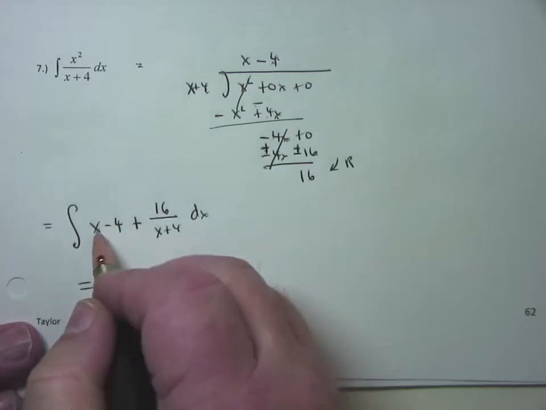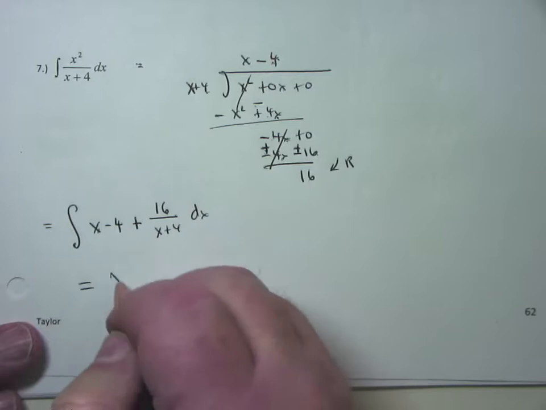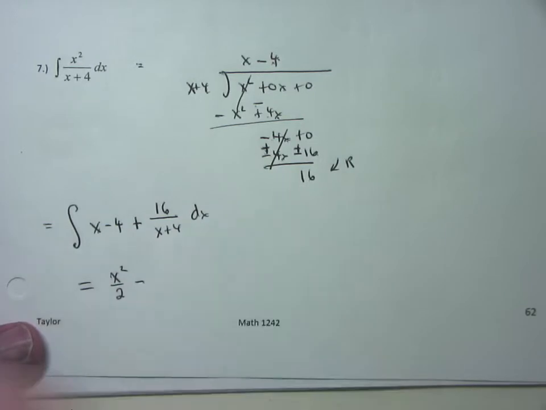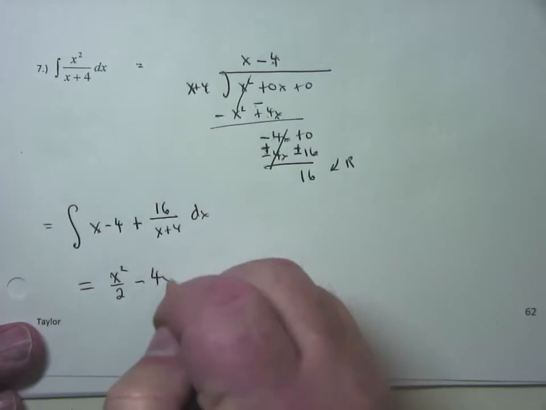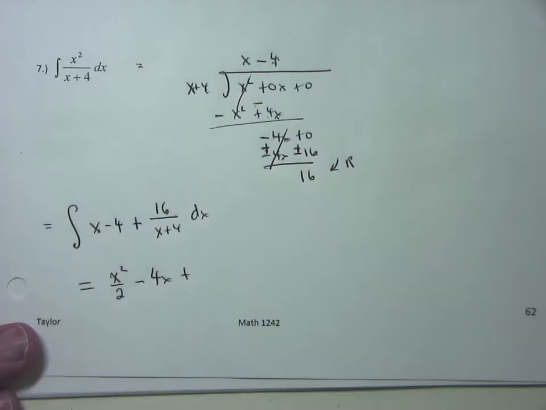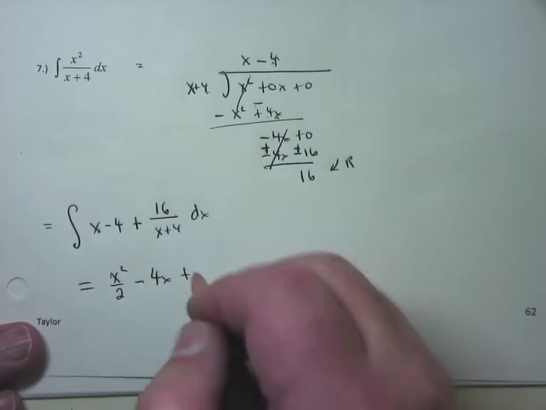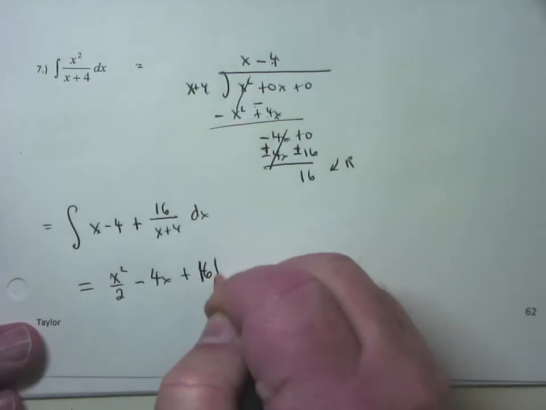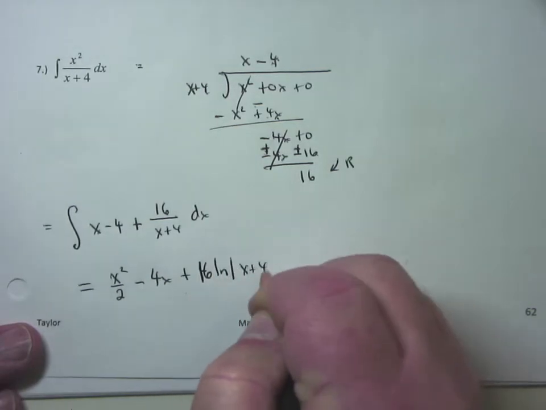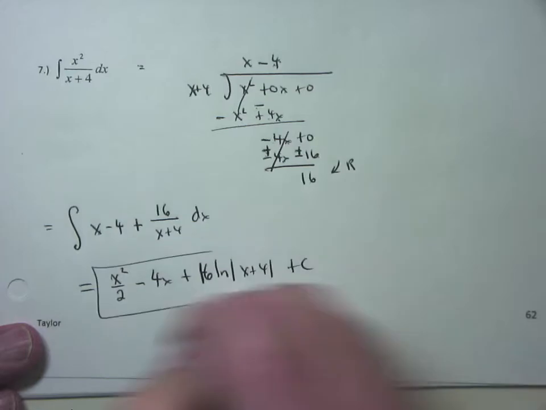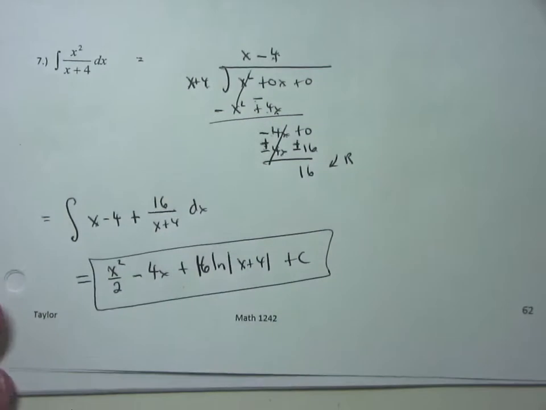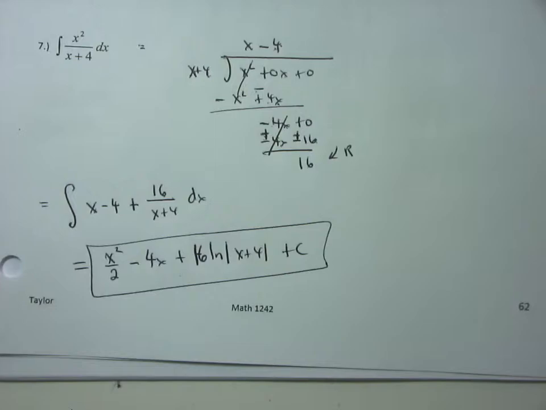The integral of x with respect to x is x squared over 2, minus the integral of 4 with respect to x, which is 4x, plus the integral of 16 divided by x plus 4 with respect to x, which is 16 natural log absolute value of x plus 4, plus c. And there's my result. It makes it a very quick integral once you get it in the right format. Long division. Okay?